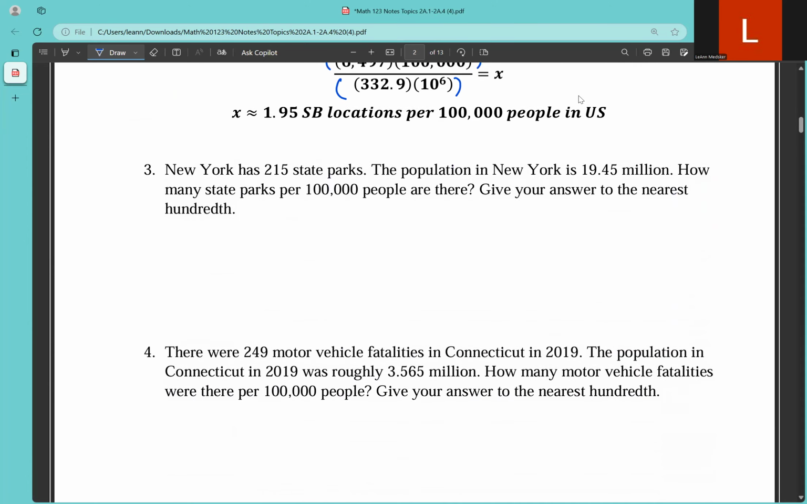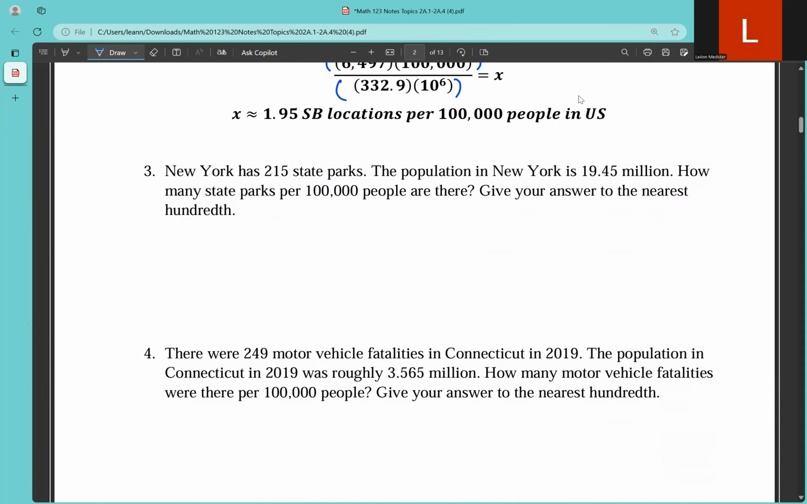Okay, we've got two more and then we'll be done with this video. New York has 215 state parks. The population in New York is 19.45 million. How many state parks per 100,000 people are there?